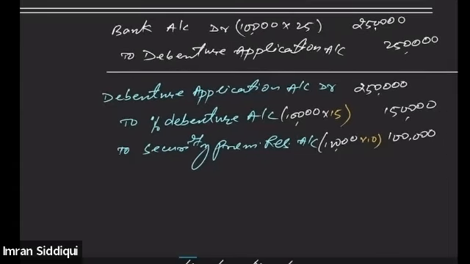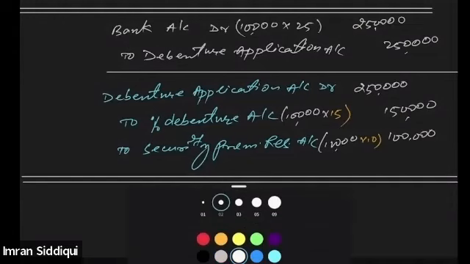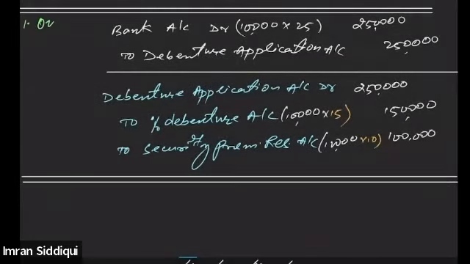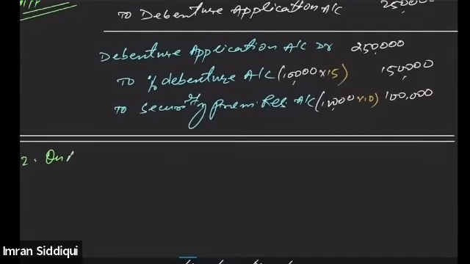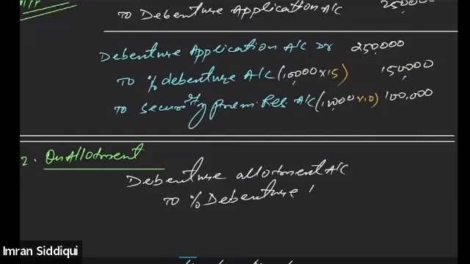This is the entry for the application. Done, everyone? Yes. This is for allotment on application. We need to do one more entry for the allotment. On allotment, the total entry will be, firstly, we will write down the debenture allotment account debit, to the debenture account. Right, everyone. So the debenture allotment account will be debited by 10,000 into 85, that means 8,50,000.